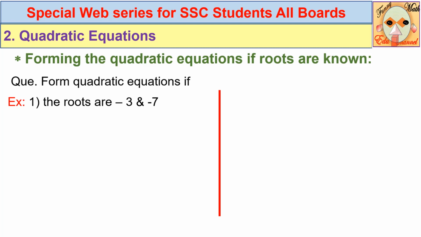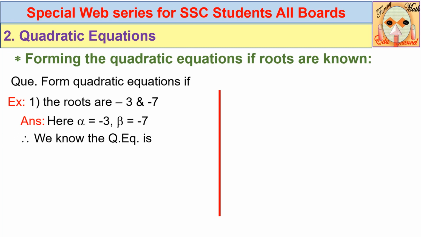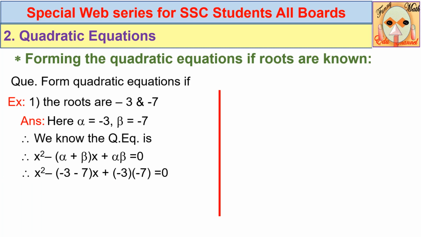If the roots are minus 3 and minus 7, then what will be the quadratic equation? Write the quadratic equation. For that, let us see. Here alpha is equal to minus 3, beta is equal to minus 7. We know the quadratic equation formula is x square minus (alpha plus beta) into x plus alpha into beta equal to 0. Putting the values, you get x square minus 3.